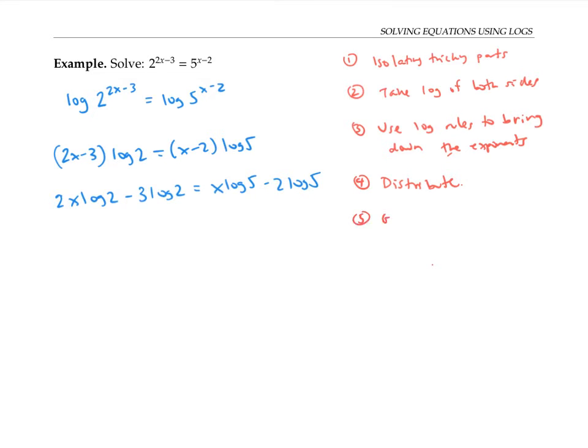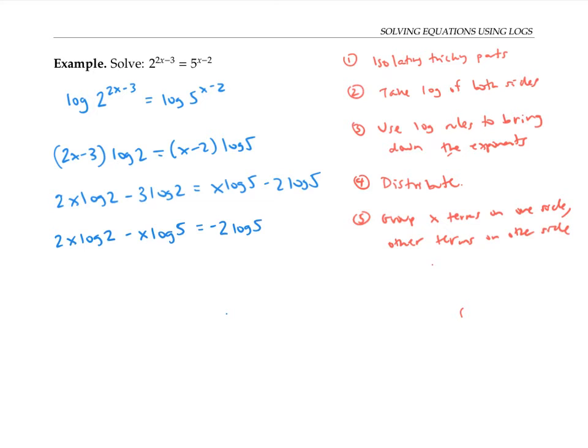Now I need to group the x terms on one side and the other terms that don't involve x on the other side. So I'll keep the 2x log 2 on the left, put the minus x log 5 on the left, and that gives me the minus 2 log 5 that stays on the right and a plus 3 log 2 on the right.